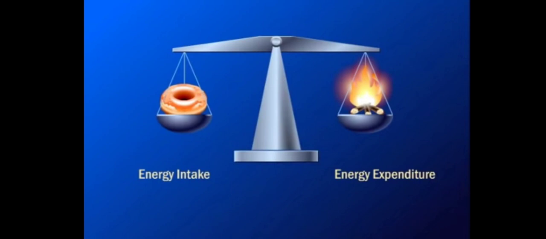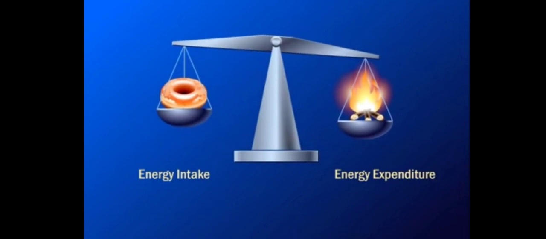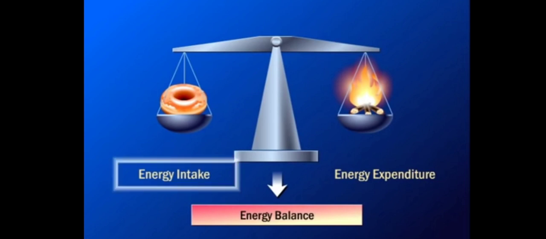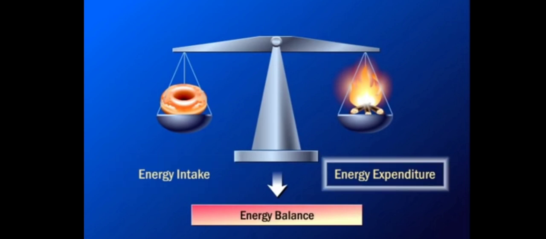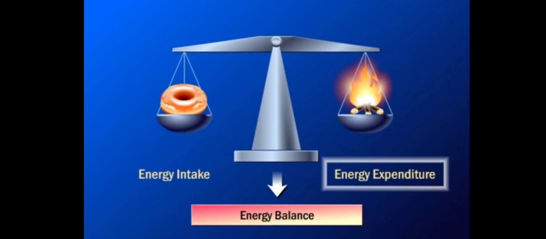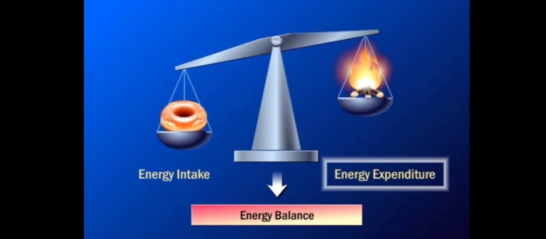In humans, there is a fine balance between energy intake and energy expenditure. Energy intake is in the form of food, and energy expenditure is in the form of the basal metabolic rate and physical activity. The difference between energy intake and energy expenditure is the net energy balance.